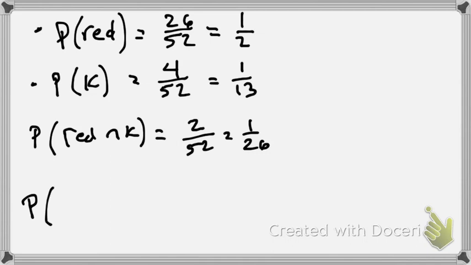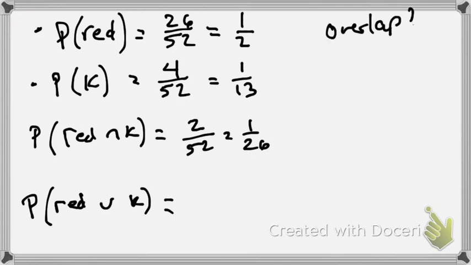Now this is where things get a little bit confusing, and we have to decide whether there are any overlaps. What's the probability that it's red, or it's a king? I'm drawing one card. What's the probability that it's red, or the probability that it's a king? So now we have to figure out, is there any overlap? The question is, are there red kings? And the answer is obviously yes, right?